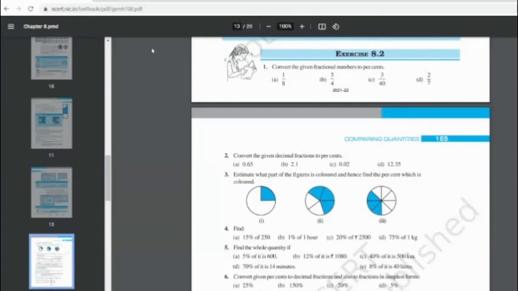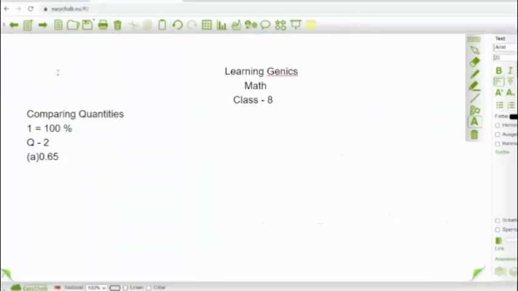Hello everyone, welcome back. So I am Gaudisha and today we'll be solving question number 2. The question number 2 is convert the given decimal fractions to percents. So I suppose you all know what decimals and percents are. So let's head into it. The main mantra: 1 equals 100%. So the first question is 0.65, convert 0.65 to percents.